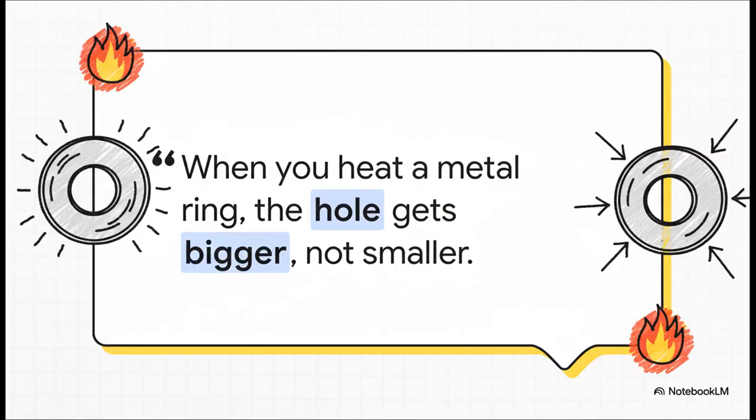Now, this brings us to a really common misconception. You might think if you heat a metal ring, the hole in the middle would shrink, right? It seems logical, but the opposite actually happens. The entire object expands proportionally. A great way to think about it is like enlarging a photograph. Every single part of it gets bigger, and that includes the hole right in the middle.